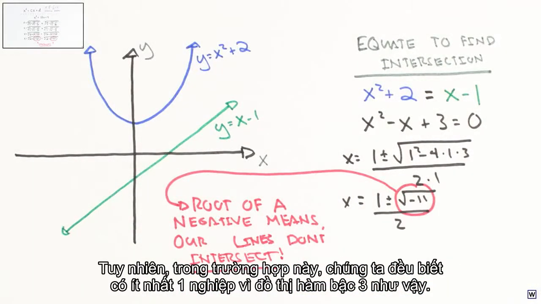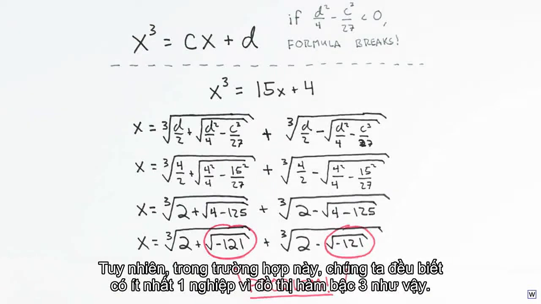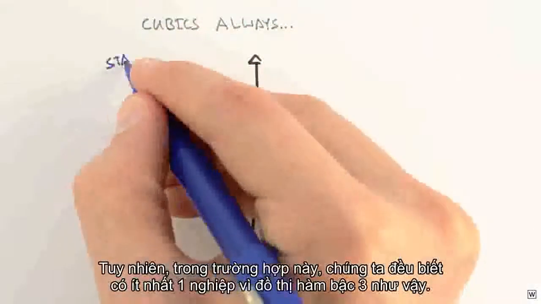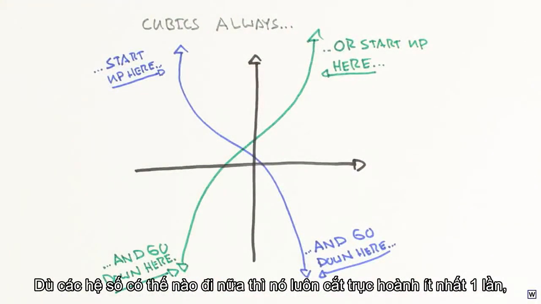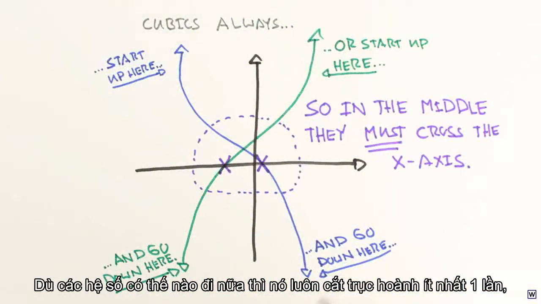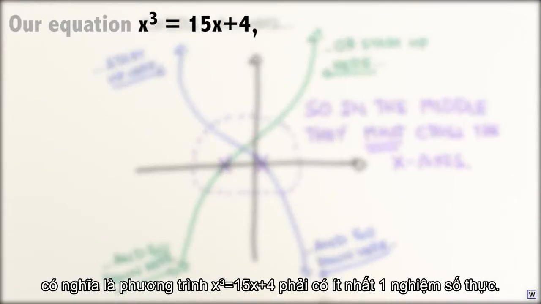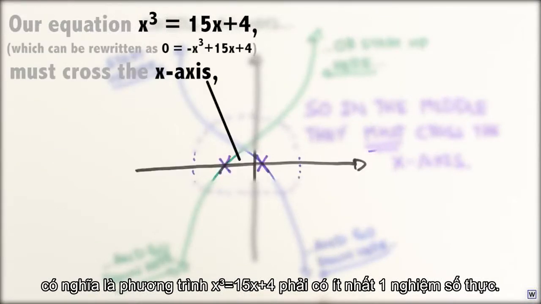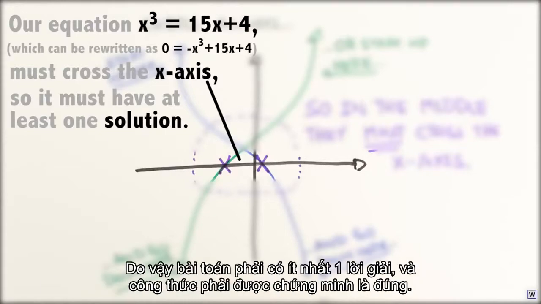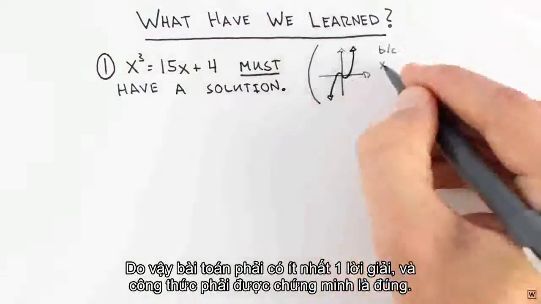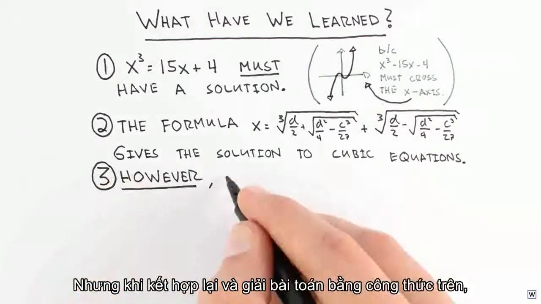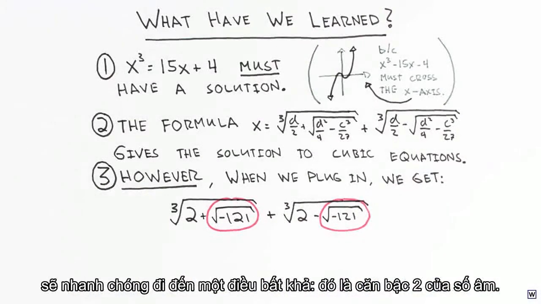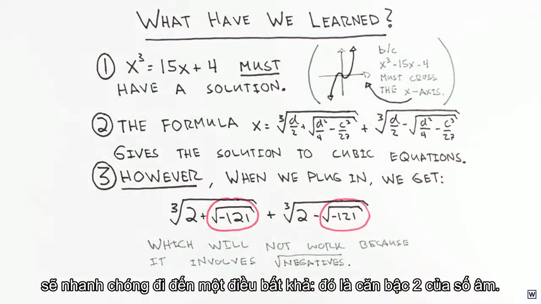However, in this case, we know there is at least one solution because of the way cubics are shaped. Regardless of their coefficients, cubic functions will always cross the x-axis at least once, meaning that our equation, x cubed equals 15x plus 4, will have at least one real solution. So what we have here is a problem that must have an answer, and a formula that has been proven to work. But when we put these together and try to solve the problem with our formula, we quickly arrive at what appears to be the impossible: the square roots of negative numbers.